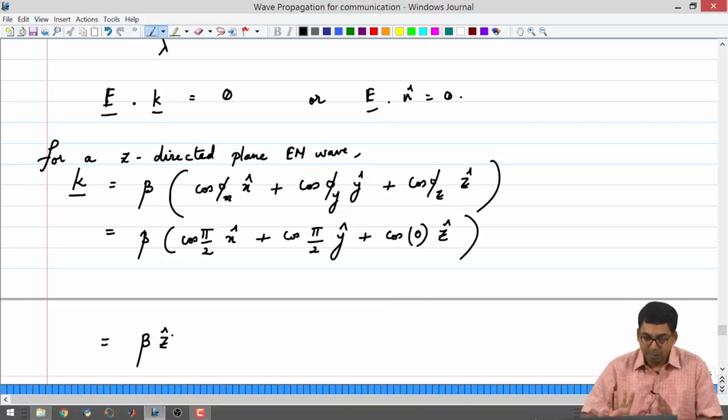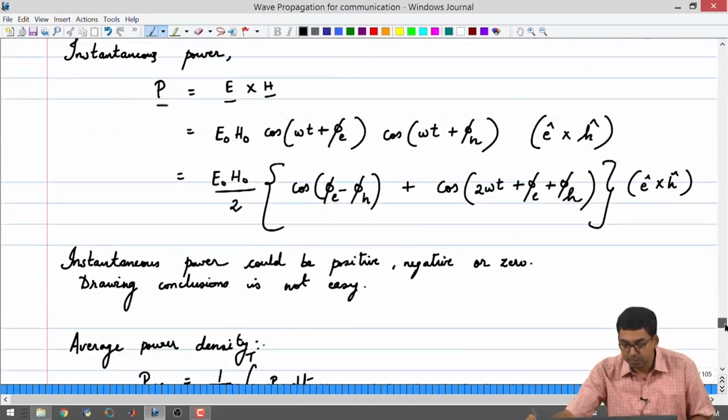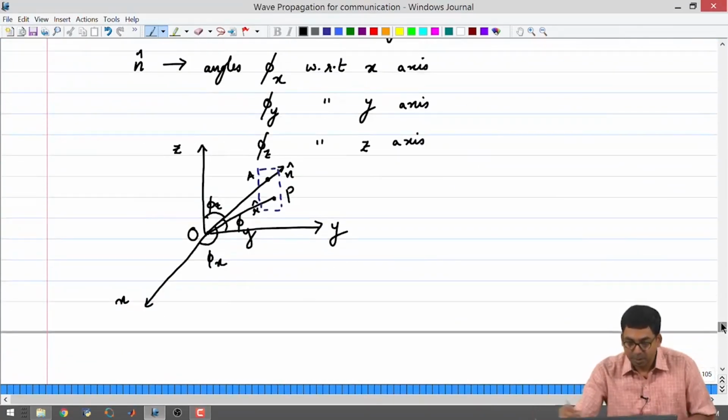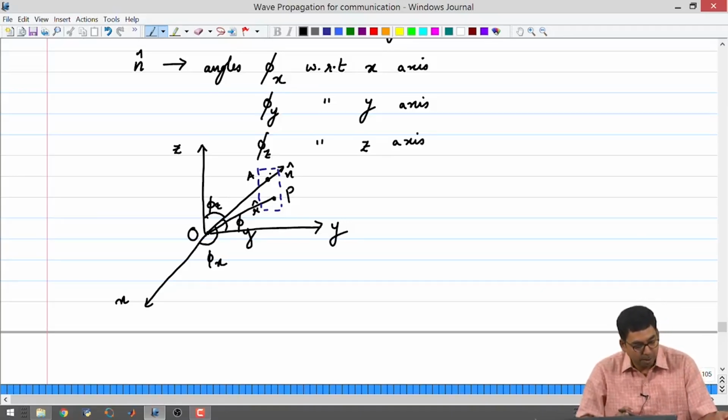But the first step is to identify the k vector. The k vector is beta times whatever your unit vector is, in the direction normal to the surface. You cannot take point P in our diagram; you have to take point A for defining your k. This is the first step. The remaining steps are very simple. We will go over them in the next class, and in the next class you should be comfortable writing down a plane wave in an arbitrary direction.